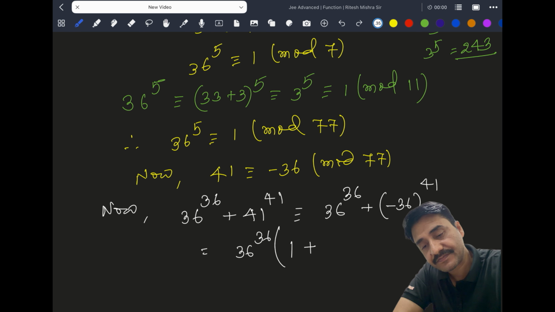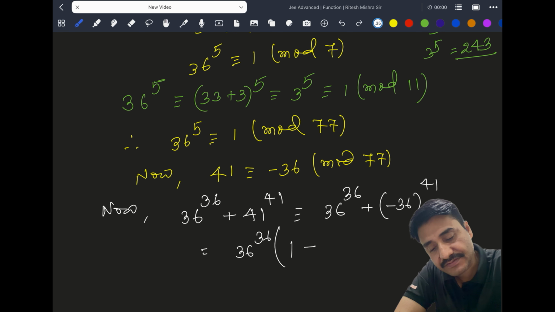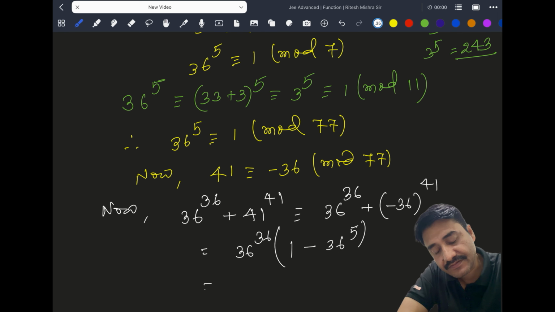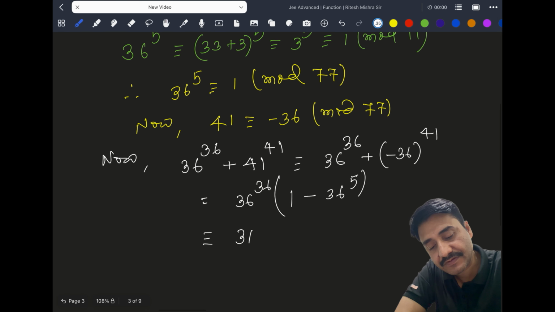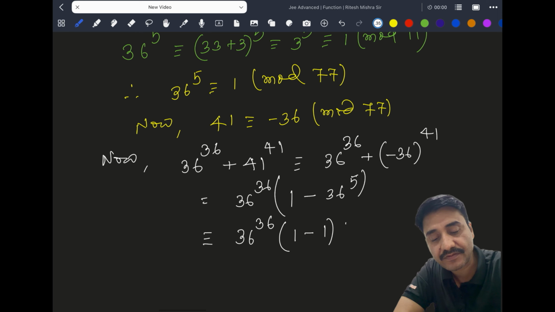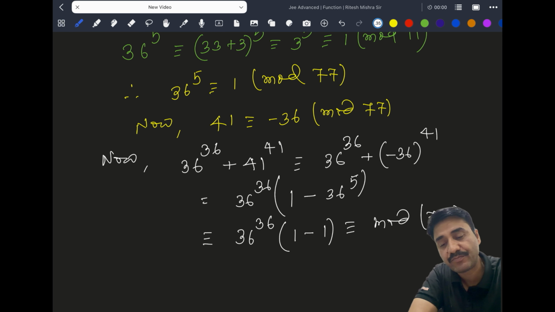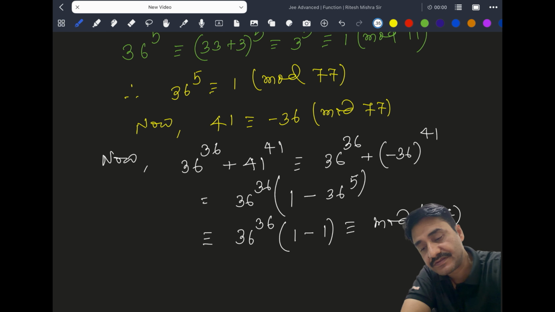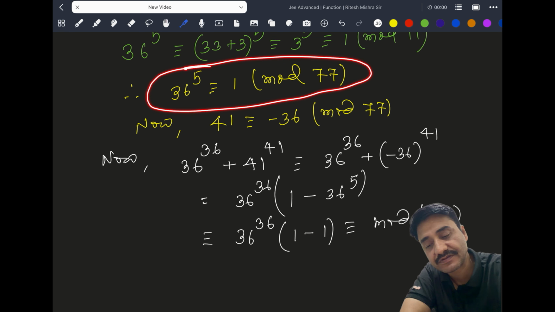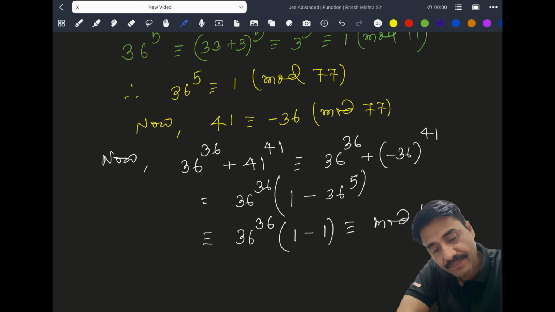here will be minus 36 raised to 5. Okay, and this is equivalent to 36 raised to 36 and 1 minus 1, is congruent modulo 77. Because I have already proved here, you can check it. This you can check what is written here. This concept I have used here. There 0 it will be.